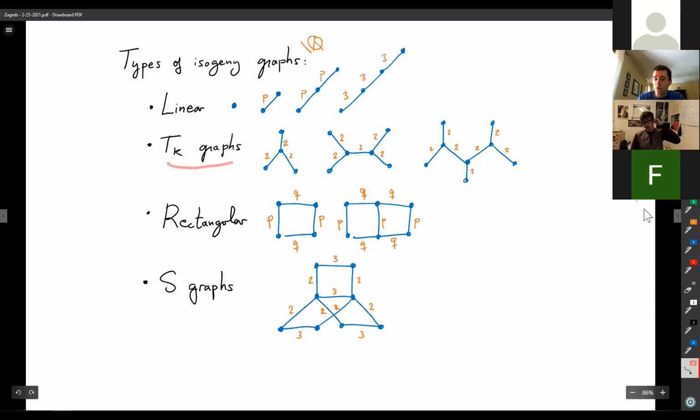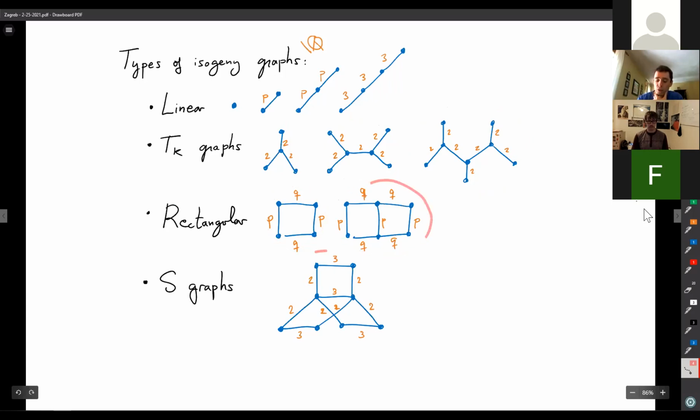Then there are what we call TK graphs, T for 2 torsion. These elliptic curves only have isogenies of order a power of 2. There is what we call a T4 graph, a T6 graph, and a T8 graph. Then there are rectangular graphs where there are two different primes, isogenies of degree P and isogenies of degree Q. It can be a square or an actual rectangle.